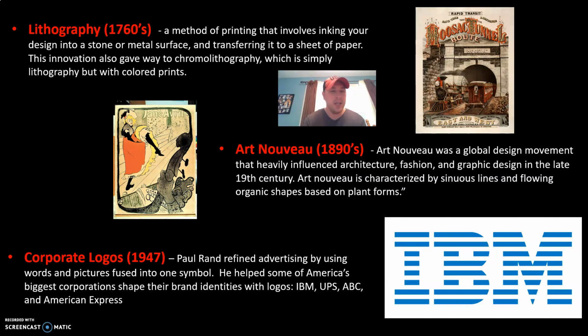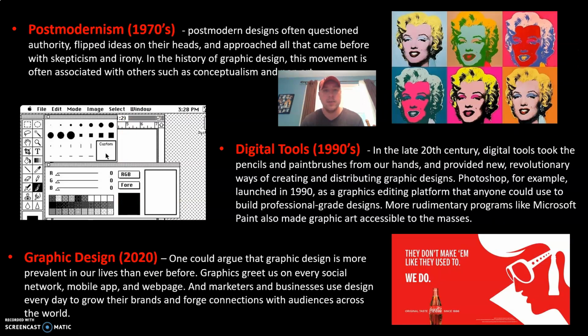Then in 1947, you have the corporate logos. So down here, you have the IBM logo at the bottom right. Paul Rand refined advertising by using words and pictures fused into one symbol. So before this, they had a whole scene with the text explaining everything. Now everything just combined into one symbol. He helped some of America's biggest corporations shape their brand identities with logos such as IBM, UPS, ABC, and American Express. These are all symbols that many of us have probably already seen or easily would recognize.